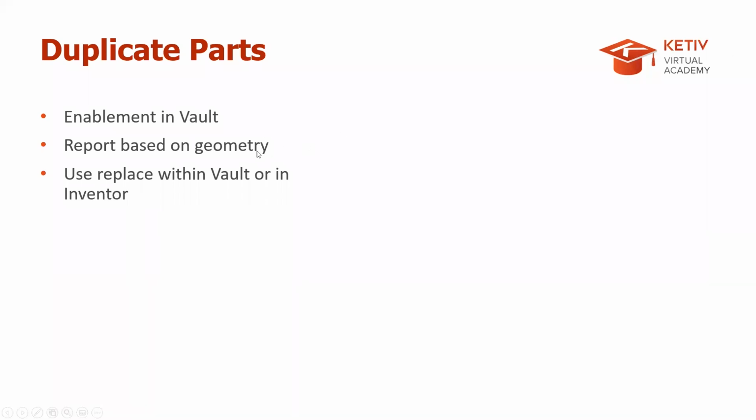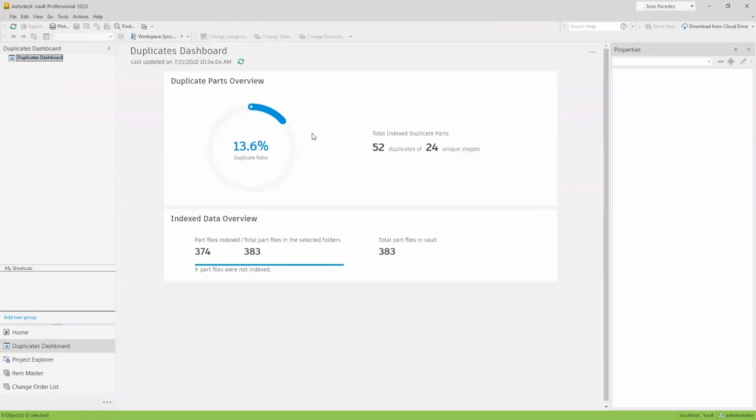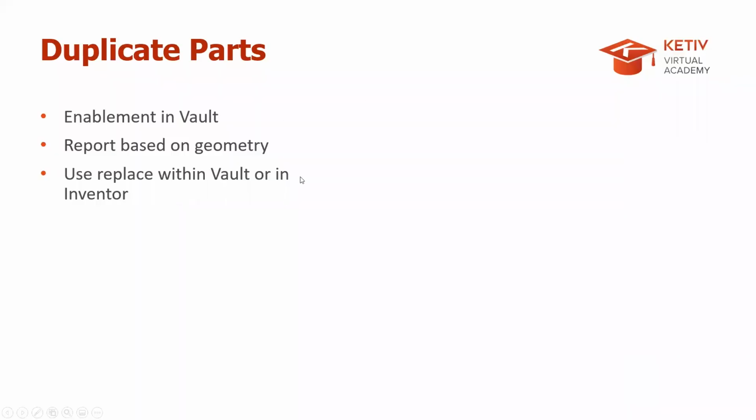Report based on geometry, again, not to be confused with the unique file naming within Vault. This is all based on geometry of the part. And then to clean it up, replace within Vault or in Inventor. So whichever one works best for you, you can go ahead and do that. And I forgot to mention it, but as you work through your duplicates, this number will go down. So you can keep track of it that way and see how many duplicates you have in your Vault so far.